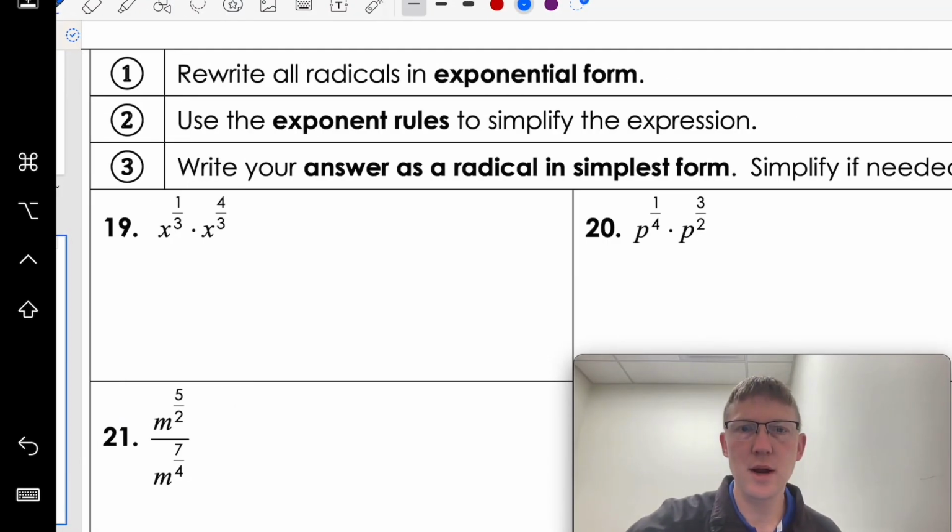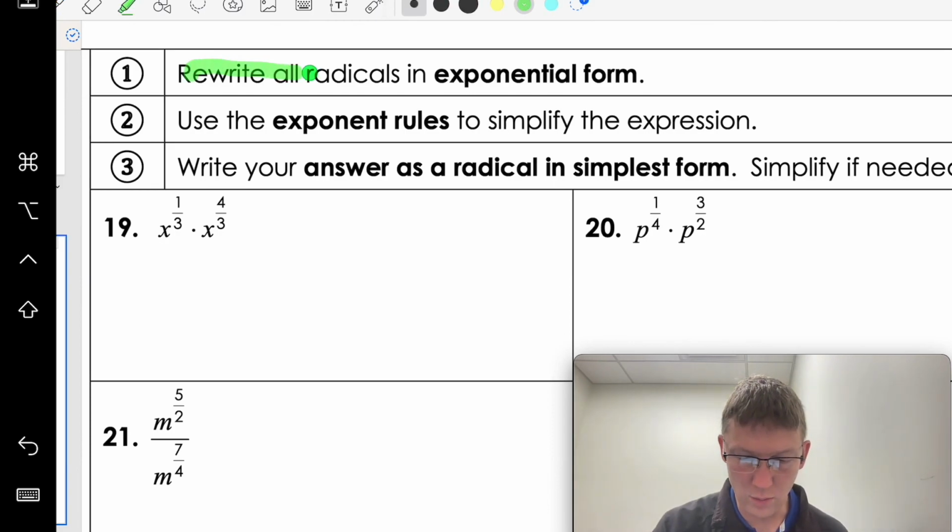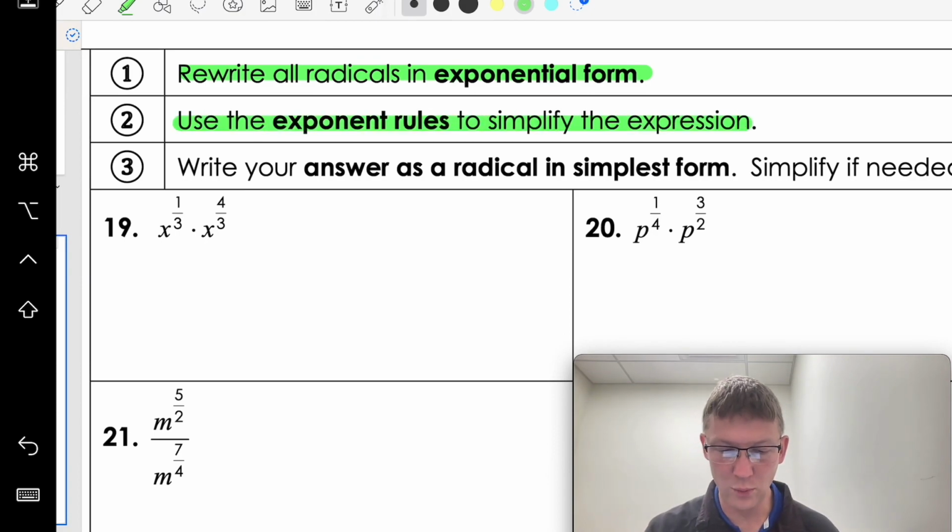So I'm jumping down to 19. This is where it gets a little bit more fun. We're actually doing math now. We're not just switching back and forth. So as I mentioned, switching into the exponential form allows us to use our exponent rules. So that's what we're going to do. We're going to rewrite all radicals in exponential form. We're going to use our exponent rules to simplify the expression.